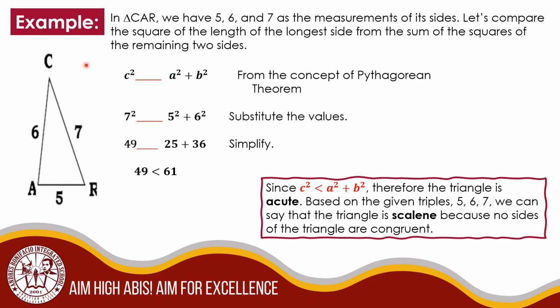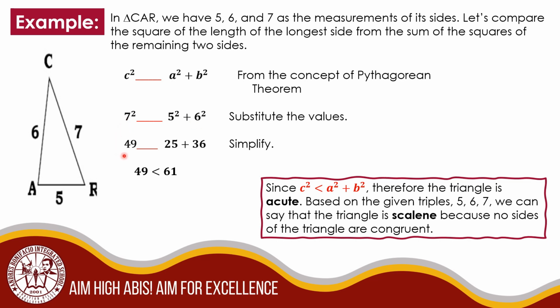From the third figure, in triangle CAR, we have 5, 6, 7 as the measurements of its sides. So let's compare the square of the length of the longest side with the sum of the squares of the remaining two sides. So we have from the Pythagorean Theorem, C squared, blank muna natin, A squared plus B squared. So your A here is 5, B is 6, and C is 7. So this will be, substitute, 7 squared, 5 squared, plus 6 squared.